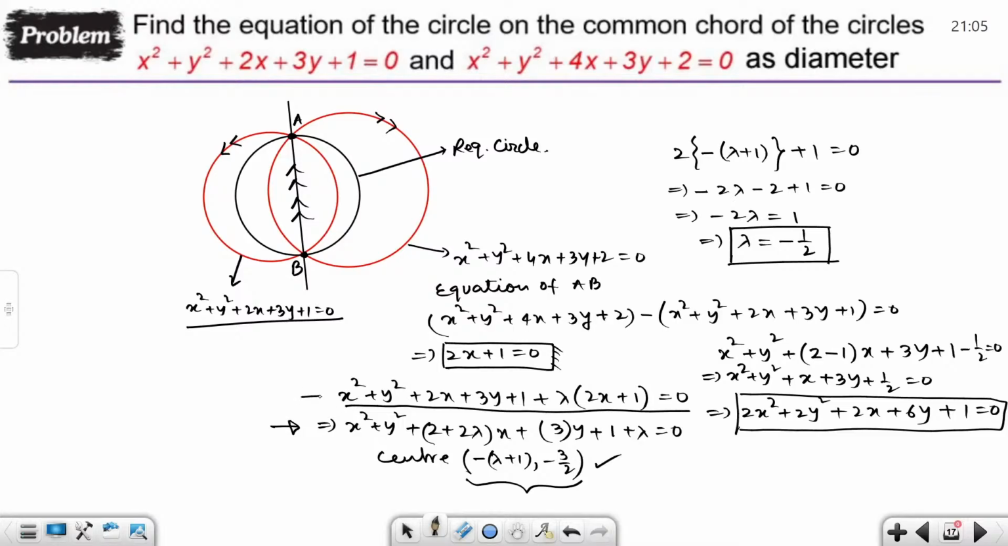Therefore, the center of the family of circles I found. In our required circle, this center is lying on the diameter. Hence, it must satisfy it. From there, I got the value of lambda, and eventually I got the equation of the circle. Is it clear to all of you? Absolutely. Okay, let's move to the next problem.